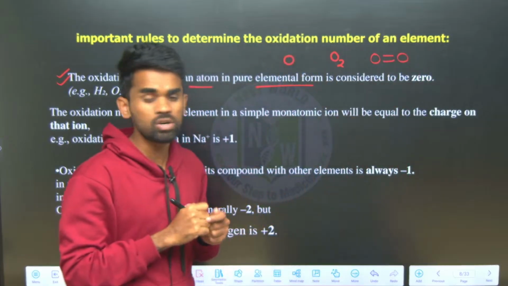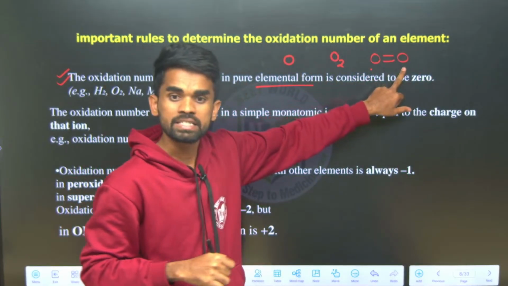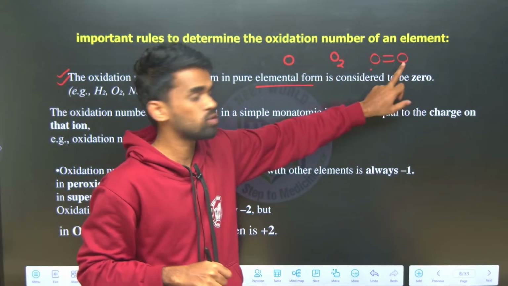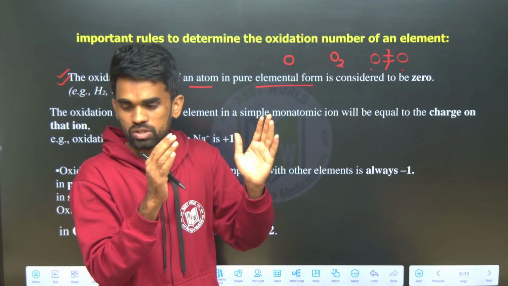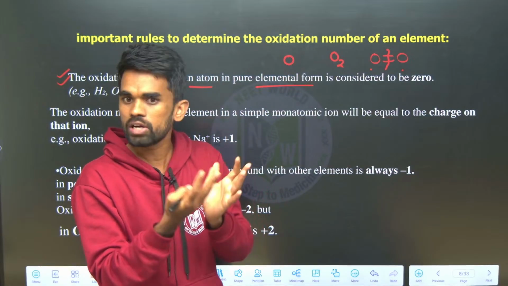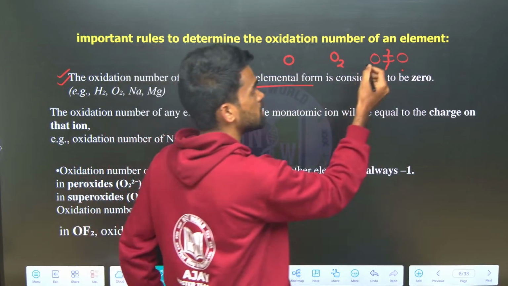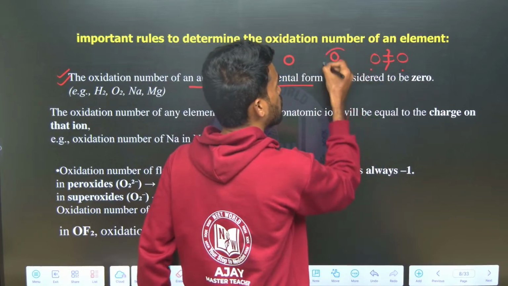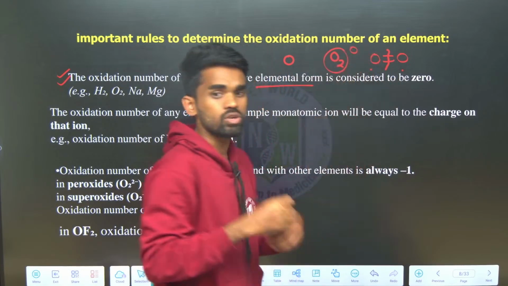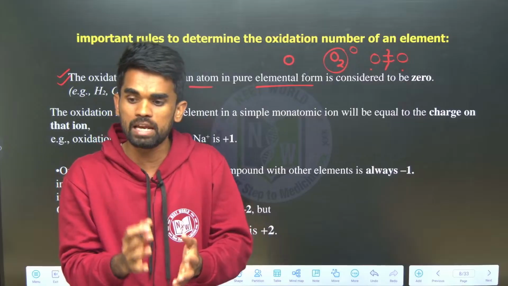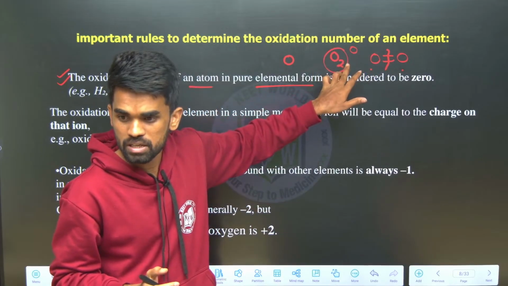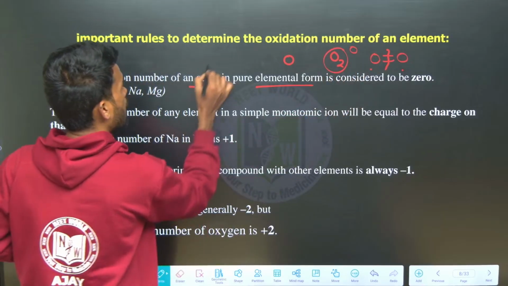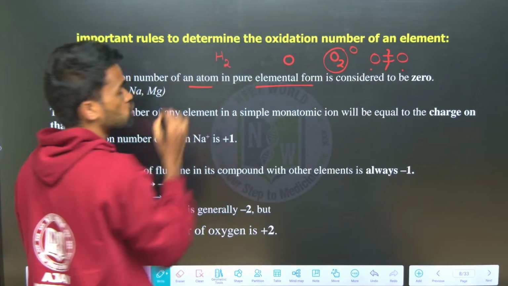Why will it be 0? Both atoms have the same electronegativity, therefore the bonded pair electrons will be shared equally. So there is no polarization, there is no electronegativity difference. Therefore oxygen's oxidation state in its molecular state will be 0. So any element in its pure state will be how much? 0. For example, hydrogen will also be in H2 diatomic form.